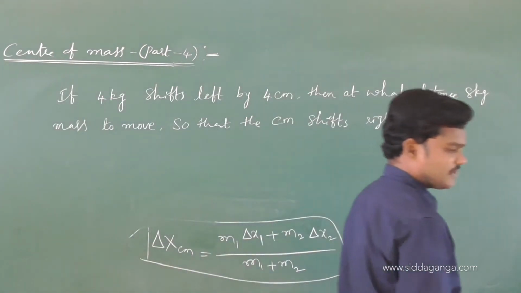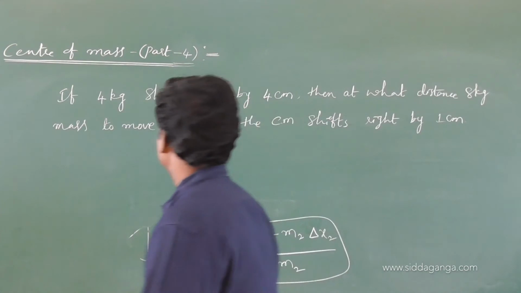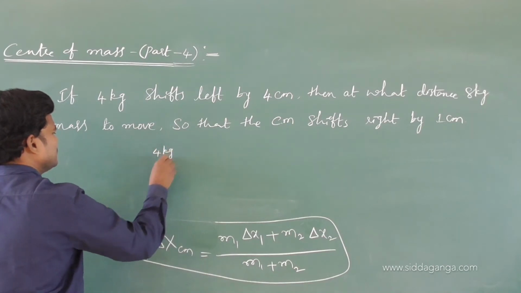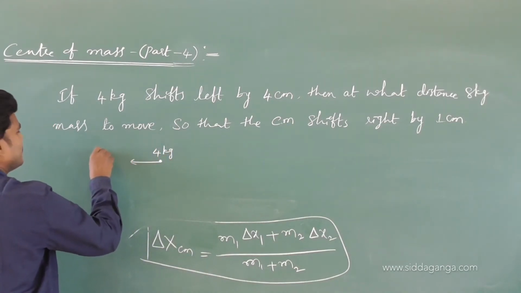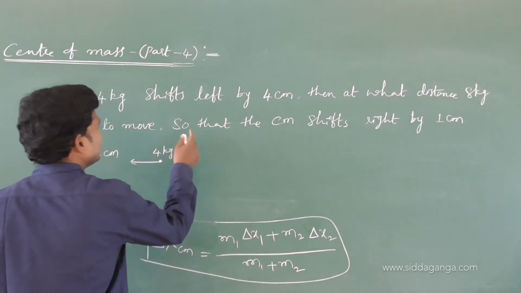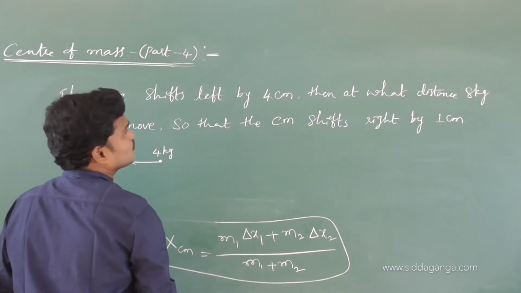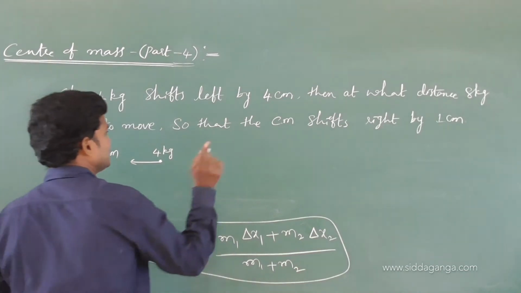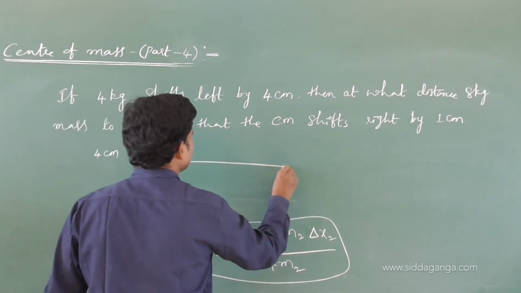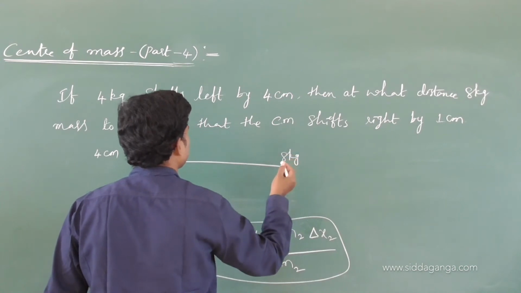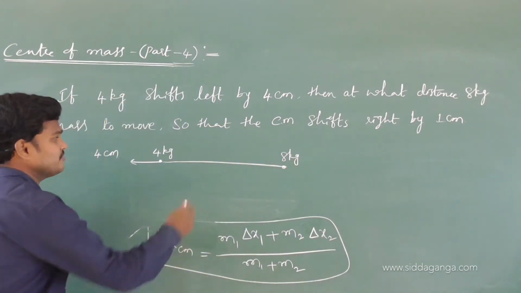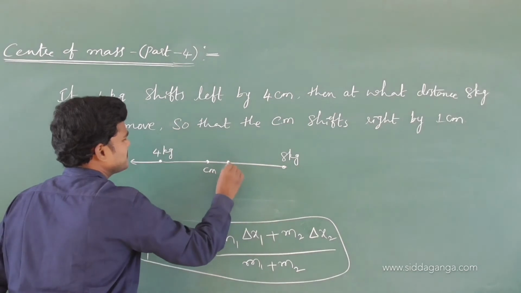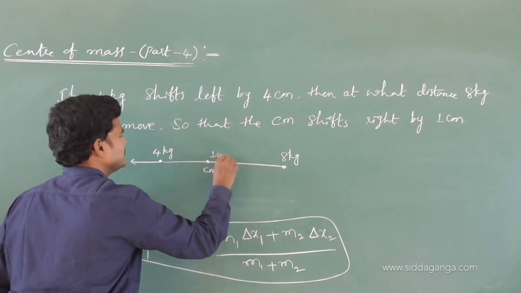So try this one. I have given some general questions. If 4 kg shifts left by, see, this is 4 kg, shifting left by how much? I gave 4 centimeter. Whatever may be the numbers, here according to this I have written numbers. And at what distance should the 8 kg be moved, so that center of mass shifts right by 1 centimeter? Initially the 8 kg is also separated by some distance. Now the initial center of mass is somewhere here, and later it will be shifted by 1 centimeter.